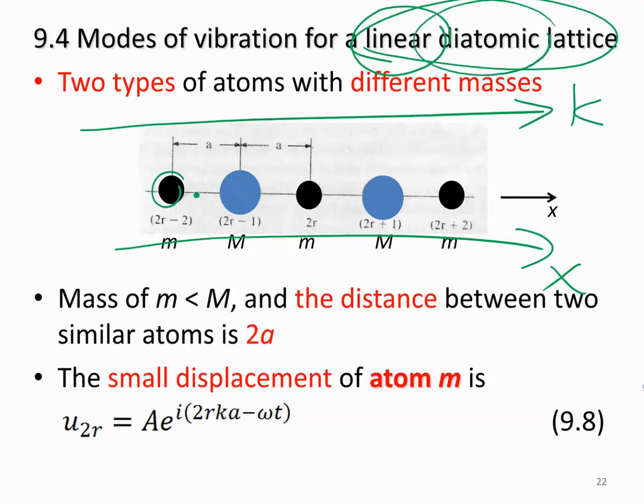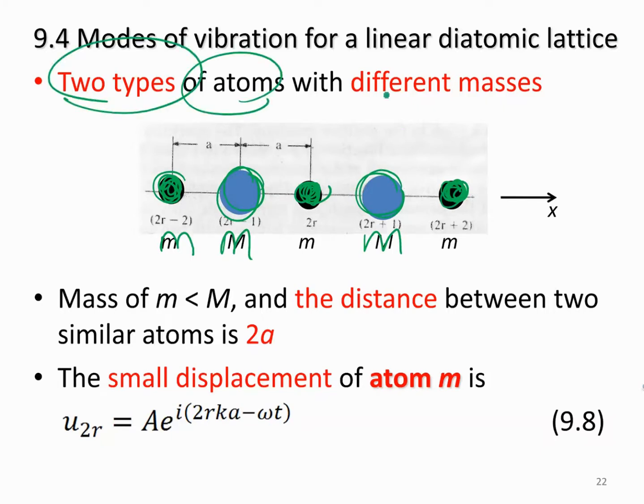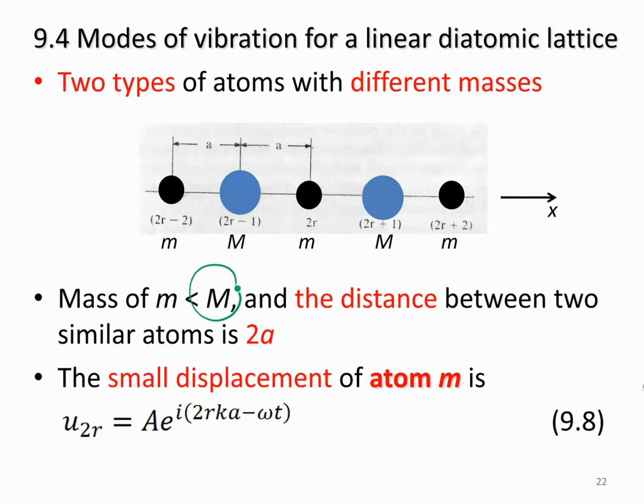Okay, but now the only difference is that previously it was monoatomic, so there was only one type of atom with the same mass. But now we have two different types of atoms with different masses. So we have the first type of atom, which we write as small letter m, the black color one, all with the same mass. And the blue color one, all with the capital M, which have the larger mass. So now we have two types of atoms with two types of masses. The capital one is larger than the small one, which means the blue atom is heavier than the black atom in this model.